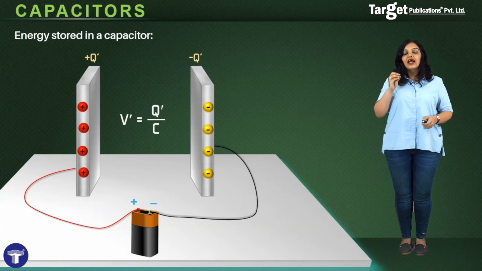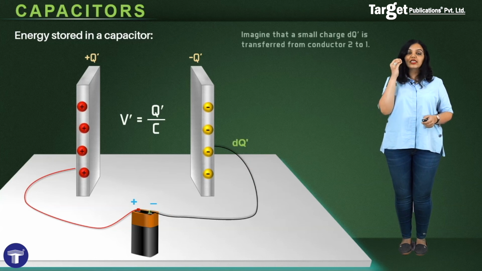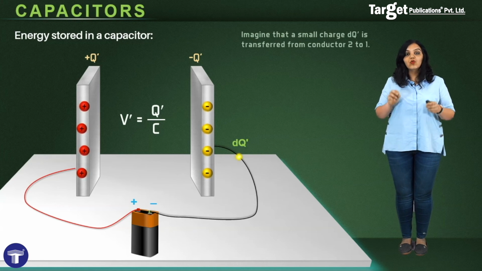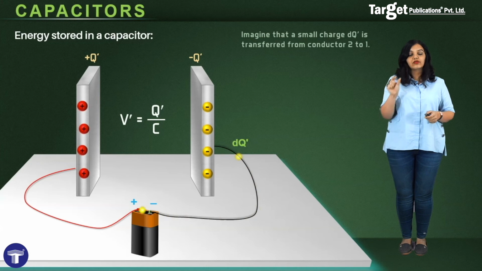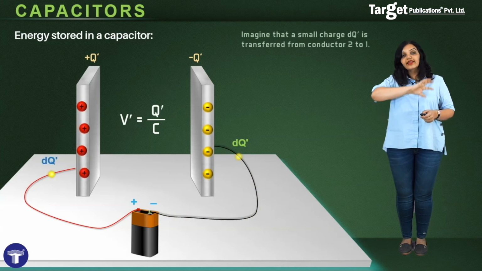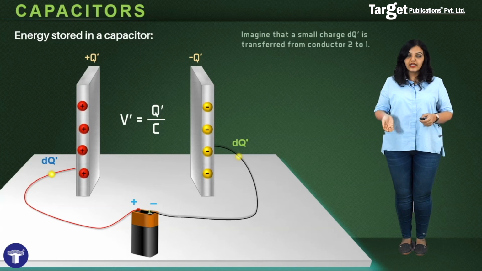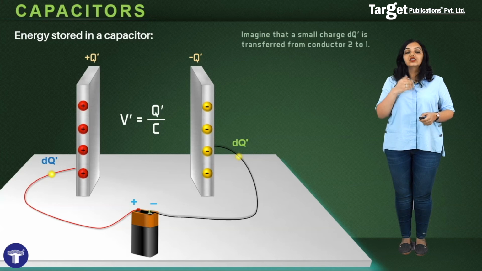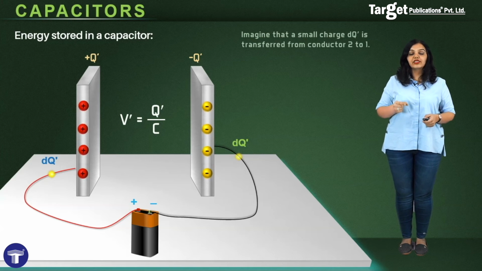Now imagine that I have to transfer a small amount of charge, that is dq dash, from one plate to the other. In such a case, I will find out what is the work done in transferring this small amount of charge, because finally when the entire capacitor is charged, this work done gets stored as electric potential energy, right? We said the work done by the battery gets stored as electric potential energy. So I'm asking, what is the work done by the battery to transfer this small dq dash amount of charge?